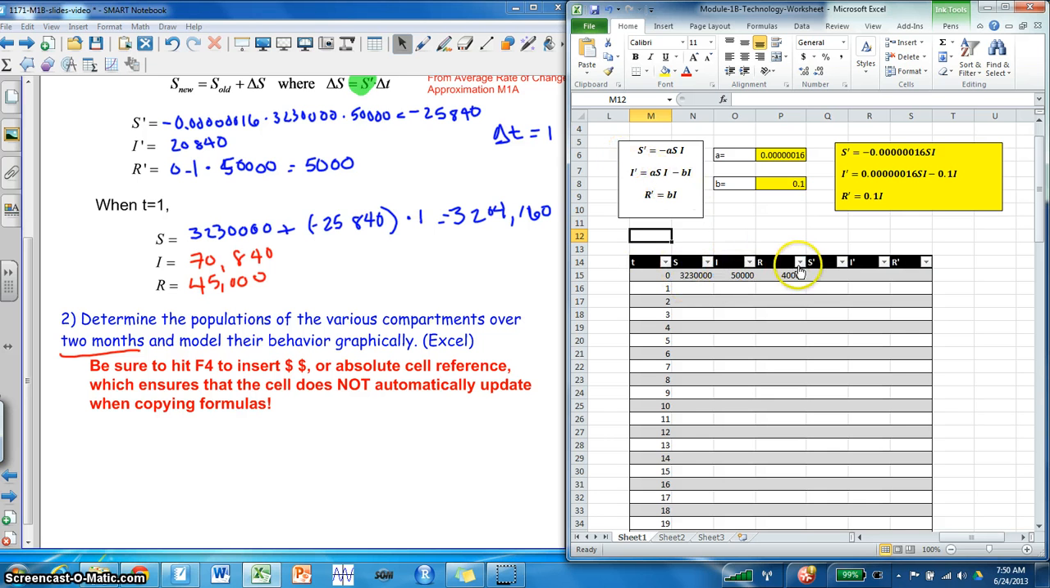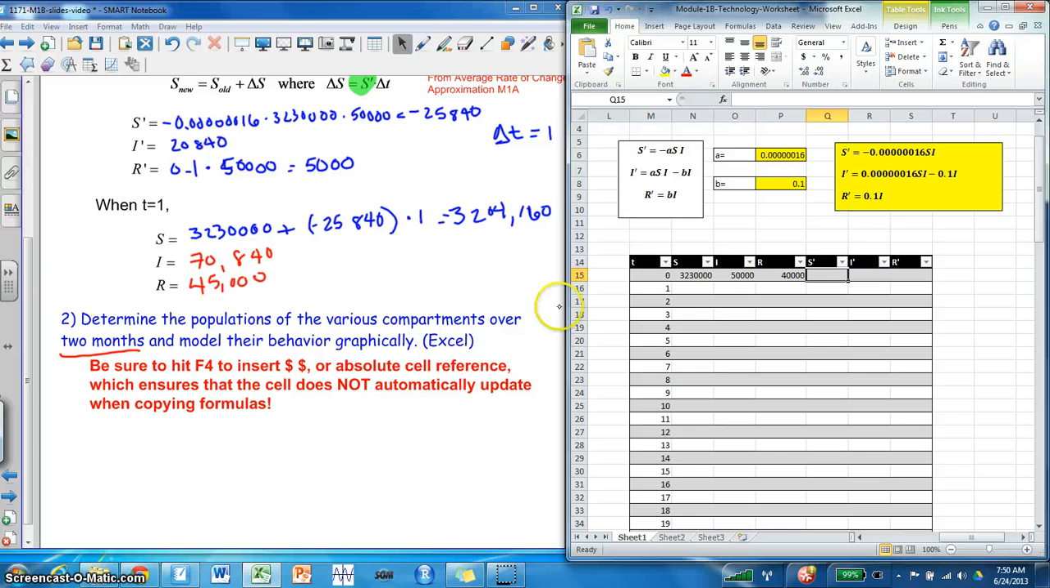So we'll be using that partially to help us set up here. I already have our transmission coefficient, recovery coefficient, and our rate equations put in here, as well as the initial populations. Now, the nice thing about Excel is if you insert a formula, you can just drag it and copy it down to the rest of the cells.